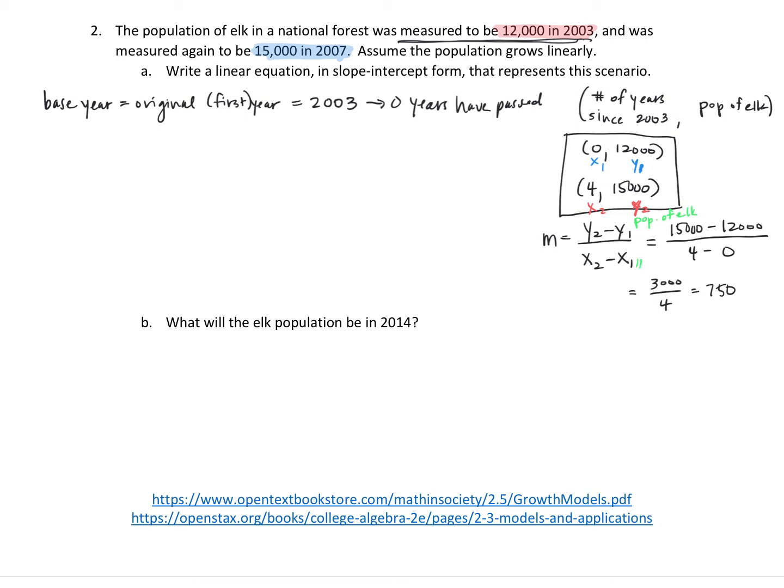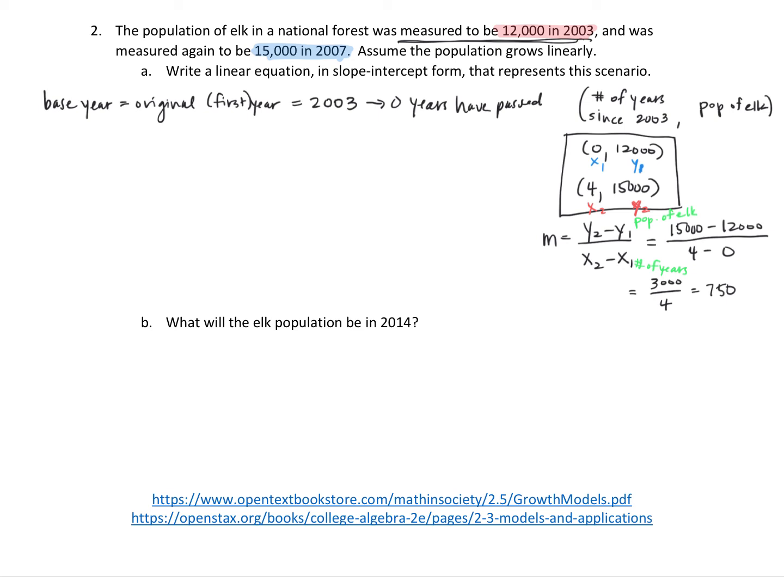The X is the number of years. So if we divide this out, what this is saying is that on average, the population of elk increases by 750 each year. Okay, so there's an increase in the population of elk each year by 750 elk. If the number was negative, if it had been a negative 750, then that means the population is decreasing each year, right? So the sign of the slope is kind of telling you if your population is increasing or decreasing.